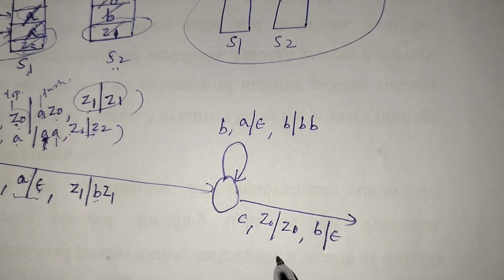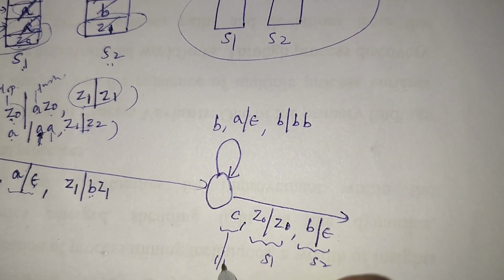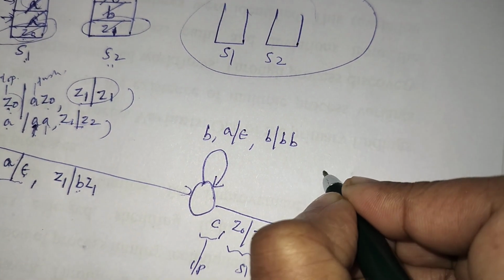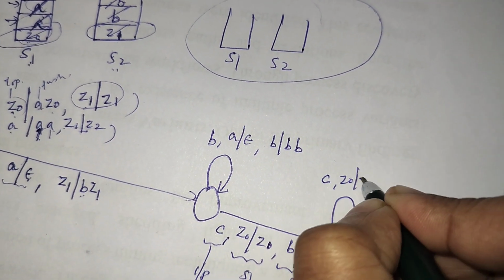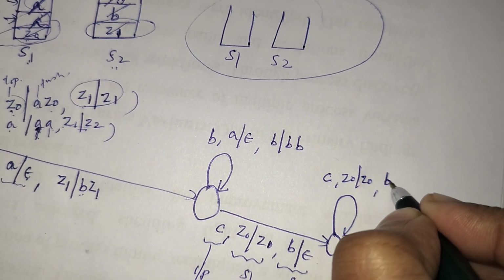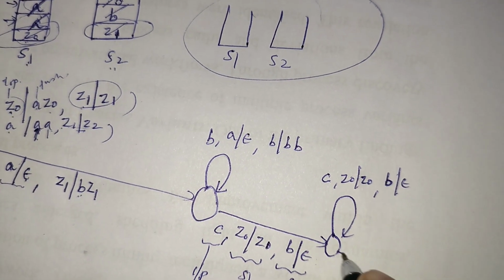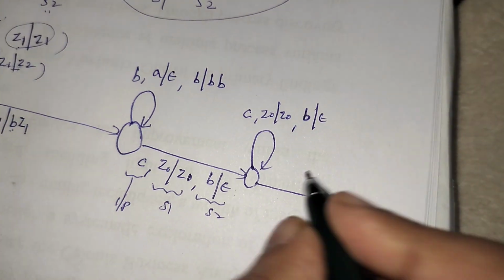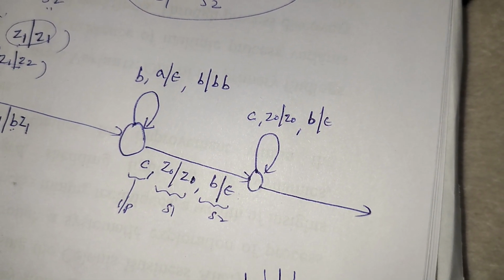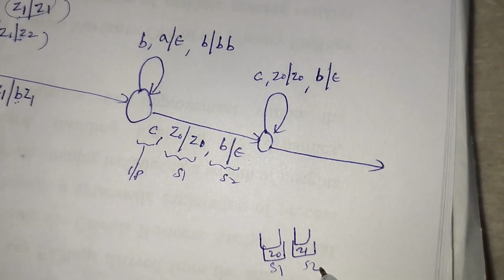So this is stack 1, this is stack 2, this is the input symbol. I need to repeat this whenever I am seeing C. For the first stack I am not doing anything. For the second stack I am just popping B without pushing anything. Finally, stack S1 contains only Z0 and stack S2 contains only Z1.